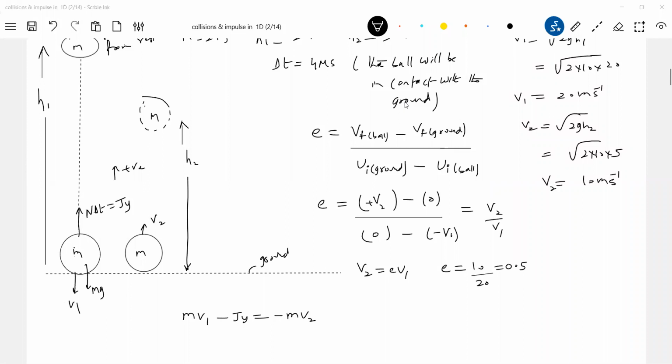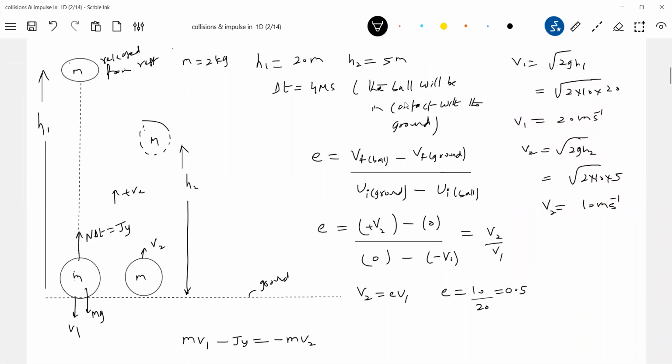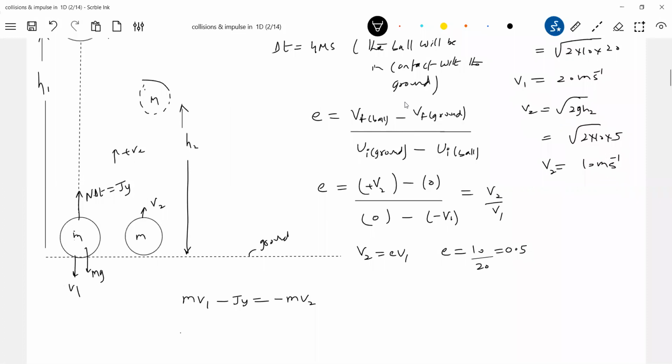This is Jy. So we know mass of the ball is 2 kg. So let's substitute here. 2 v1 is how much? 20. Jy is equal to 2 into this is 10. So what is value of Jy? 40. So 60 Newton second.